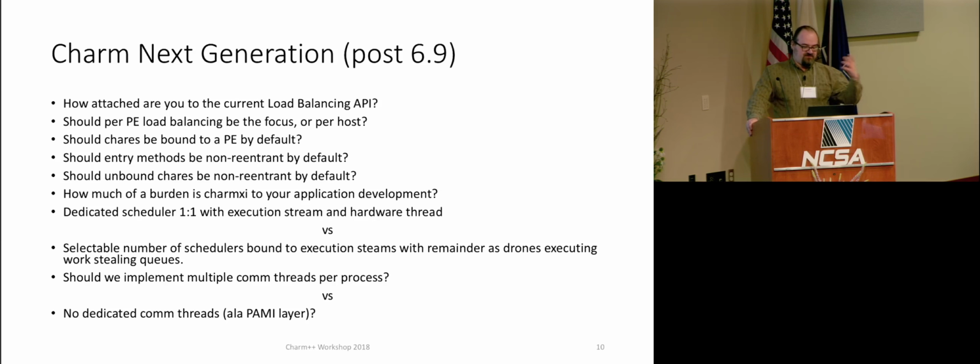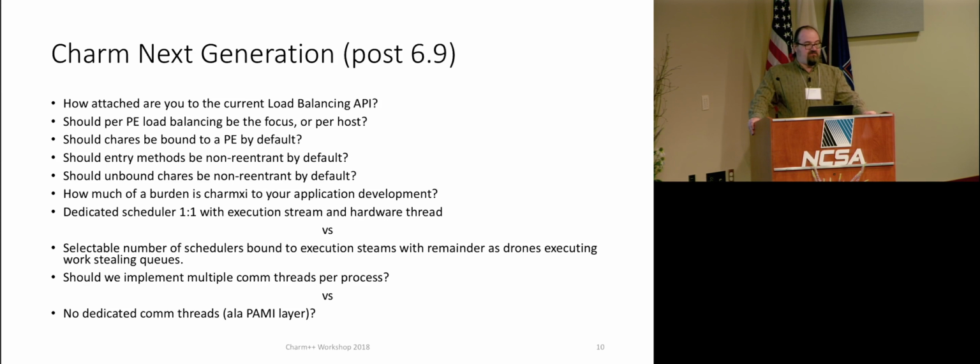Furthermore, right now, there's an assumption that there's a one-to-one relationship between schedulers, execution threads, and hardware threads. Is that the right relationship for the future with these very wide nodes? Should we have only a couple of schedulers per physical node and have a bunch of cores be dumber? They don't have their own scheduler. They do work stealing, or all of their work is dedicated to them by other schedulers.